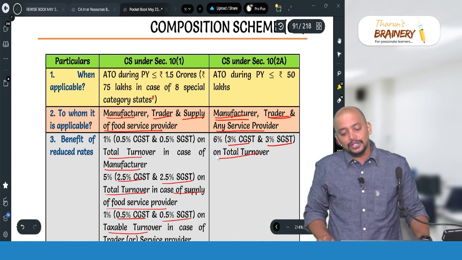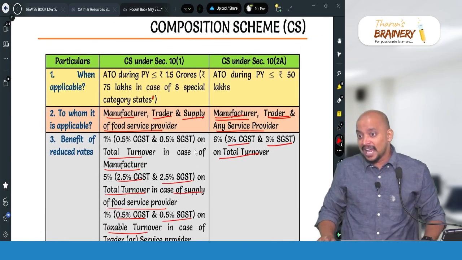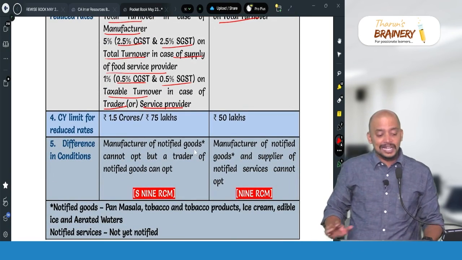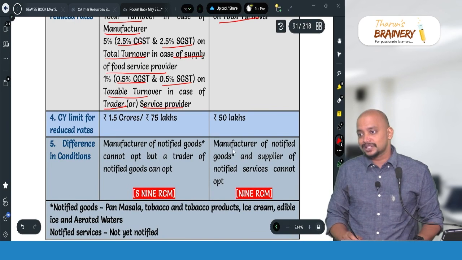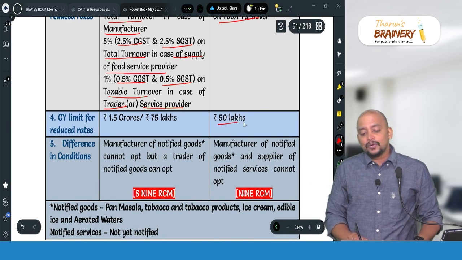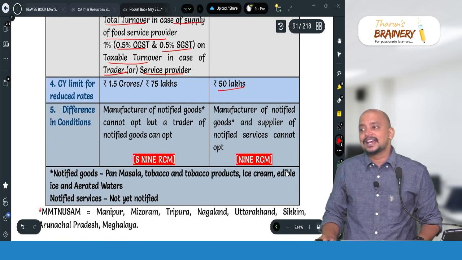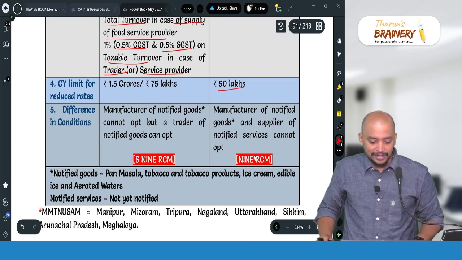And in case of 10(2)(a), what should be the aggregate turnover during the previous year? It should not exceed 50 lakhs. And what is the rate? 3% CGST, 3% SGST. And in the current year, up to what turnover will they remain in the composition scheme? 50 lakhs. And what is the difference in condition? Here it is Section 9(4) RCM, here it is 9(3) RCM, because they can provide any services, for that reason.